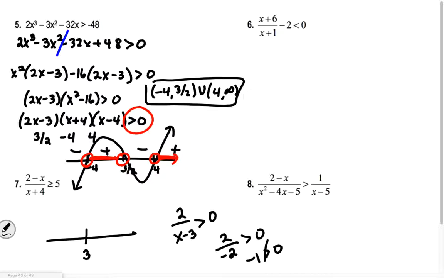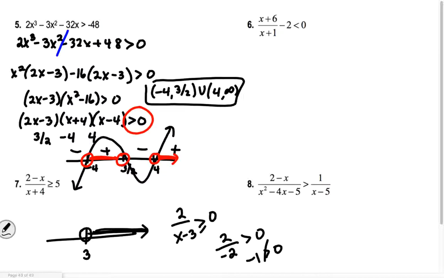Does that make sense? That's why we have to have critical numbers from the denominator as well. Wait, can you not have a 0 in the denominator? Yeah, we're not allowed to have 0. So in this case, what if I had said greater than or equal to 0? I'd be like, oh, everything on the right side makes it greater than or equal to 0. What about 3? 3 doesn't make it anything. It makes it undefined, right?